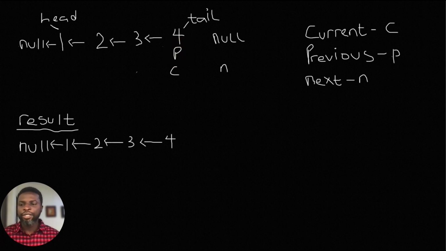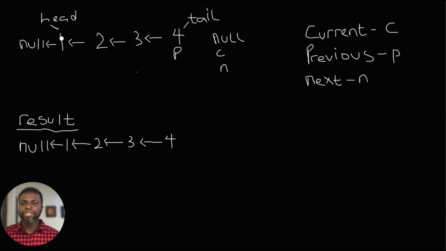Then I'll move the current pointer to null. Now, since I have nowhere to move the next pointer, I'll leave it pointing to null. Now that the current pointer points to null, I'll stop moving the pointers. And this means that I have successfully reversed the linked list.